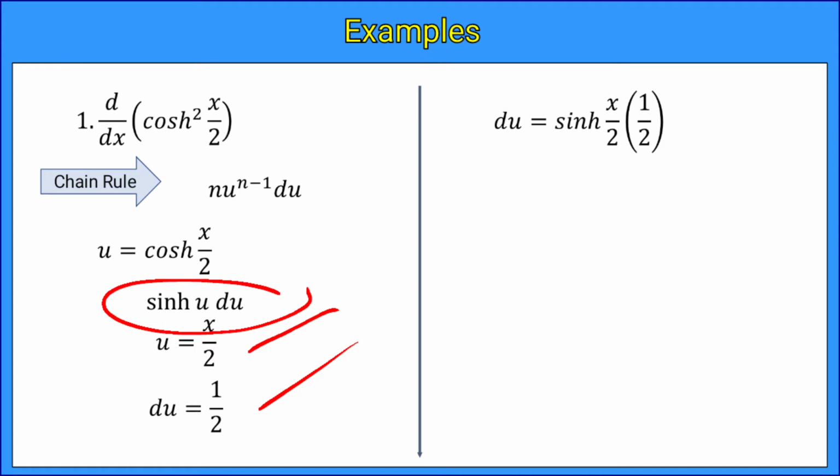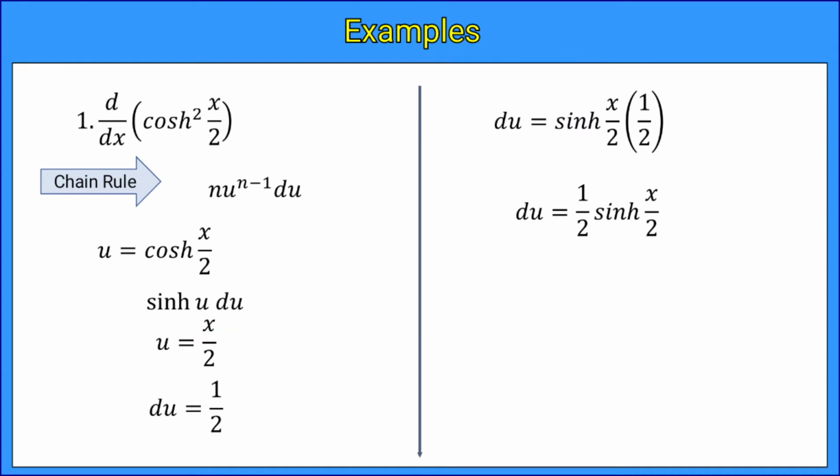It will be hyperbolic sine. Our u is x over 2 times du, which is 1/2. And since we have 1/2 at the end, we can move it to the first part before the hyperbolic sine. And we're going to have this equation, which is 1/2 hyperbolic sine x over 2.